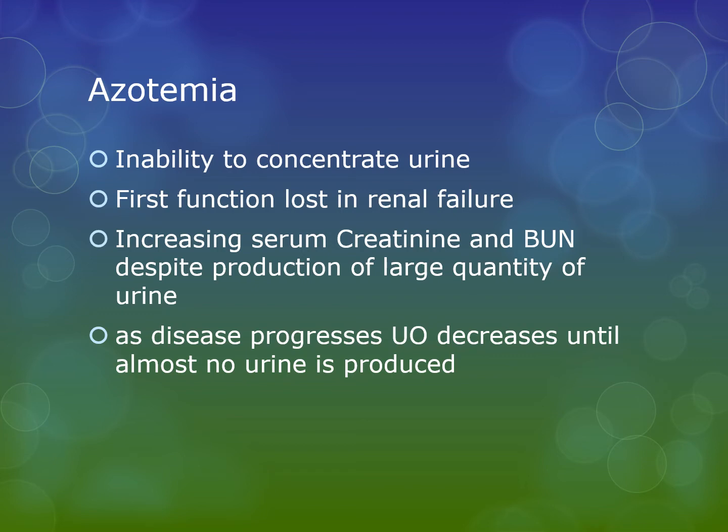I've been discussing azotemia, but we're kind of going to go through all of the different things that happen throughout all the body systems with renal failure. And since azotemia is the first function lost, we're going to talk about it again. It is the inability to concentrate urine. Basically, what you will see is that 1.010 beautiful urine, even when they're not putting out very much.